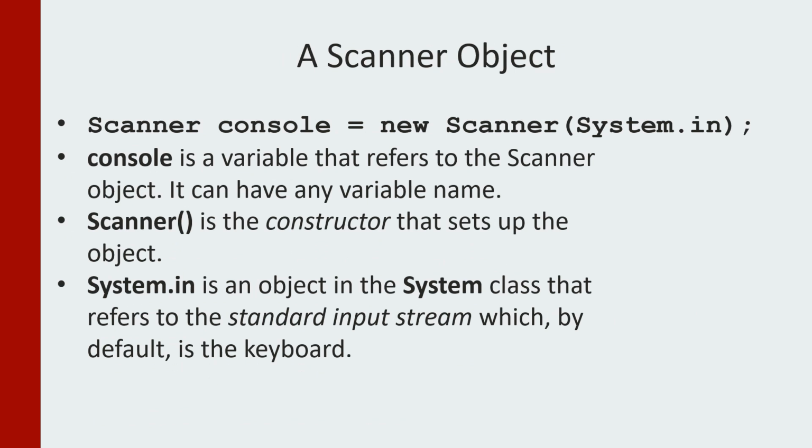Let's look again at how we make a Scanner object. You create a Scanner, so capital S, Scanner, whatever you want to name it. I called it console here, is equal to new, there's this keyword new, Scanner(System.in). So console is a variable and it can have any variable name. Scanner is what's called a constructor that sets up the object. System.in is an object in the System class which refers to the standard input stream, which is the keyboard. So this is why you're typing in. You could also get input from files, as I mentioned earlier, and we'll talk about that more later on.